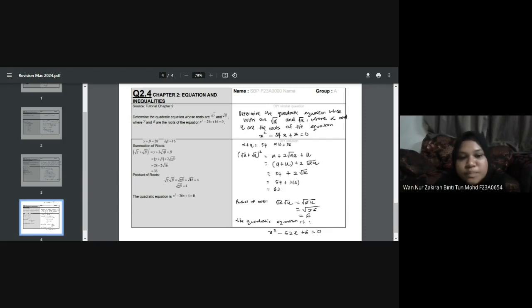So right now, we want to find the product of the roots. For the product of the roots, we just need to multiply square root of alpha times square root of mu. So we combine together into one square root: square root of alpha times mu. We change alpha mu to 36, so square root of 36 becomes 6. So right now, we have sum of roots 62 and product of roots 6. So we can put into the equation x squared minus 62x plus 6 equals 0.